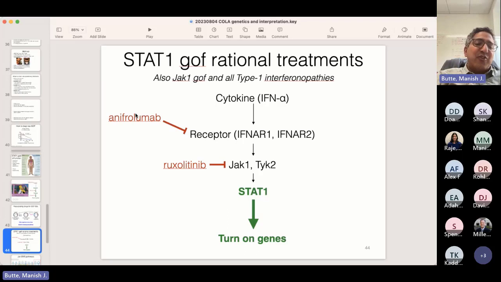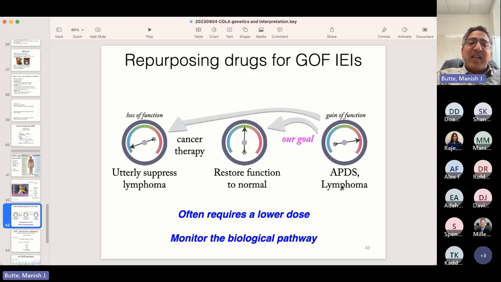And philosophically, what you're doing is taking a gain of function where the engine is running too hot and bringing it back down to normal wild type function. You don't want to over suppress them. You don't want to bring their function all the way down to loss of function, because you'll create a different immune deficiency as a result. Instead of having STAT1 gain of function, they'll have STAT1 loss of function because of your treatment. So you want to be able to pick doses and treatments that are less than the cancer people use, that the other folks are using, and try to bring them back to normal function.